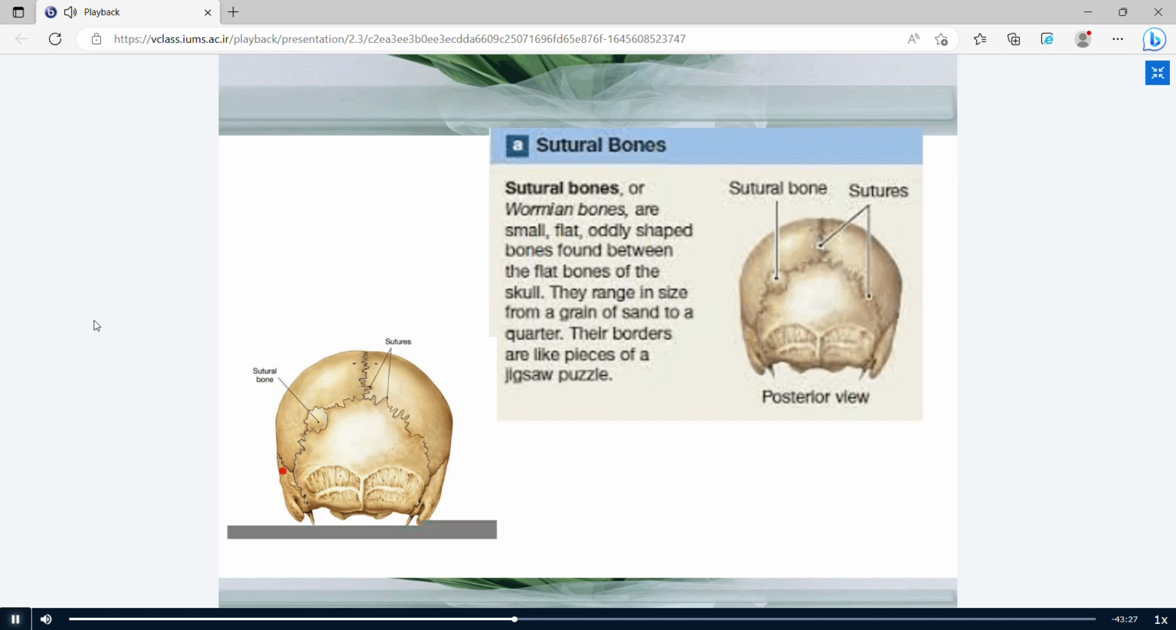You can see the lambdoid suture and the sagittal suture. Near the lambdoid suture, there are some wormian or sutural bones. This is small and flat. A flat bone is located near the lambdoid suture.